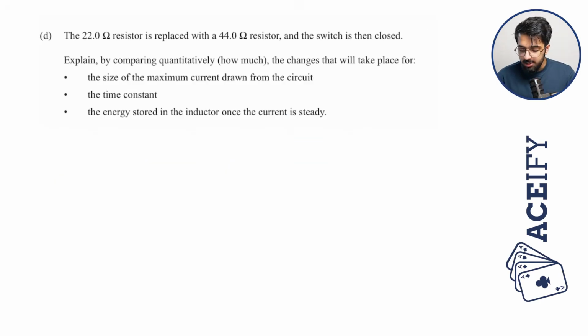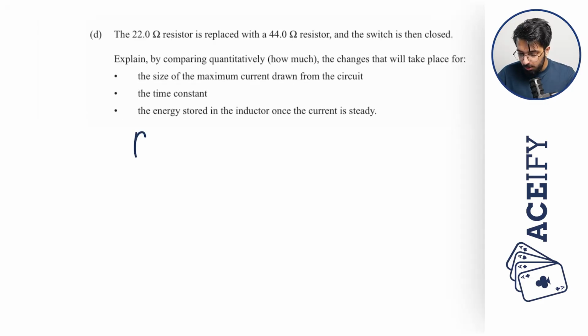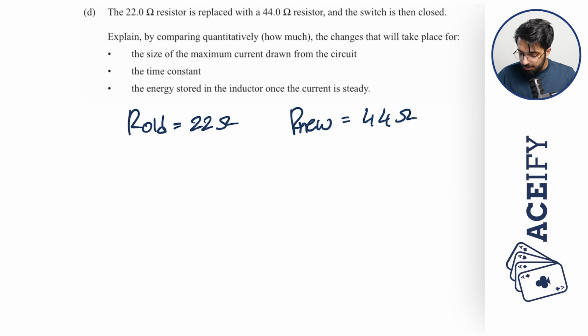The 22 ohm resistor is replaced with a 44 ohm resistor, and the switch is then closed. Explain by comparing how much the changes that will take place for the size of the maximum current drawn from the circuit, the time constant, and the energy stored in the inductor once the current is steady. So first of all, our old resistor value is 22 ohms, okay? And our new resistor value is equal to 44 ohms, okay? And so our new resistor value is equal to 2 times our old resistor value, okay?